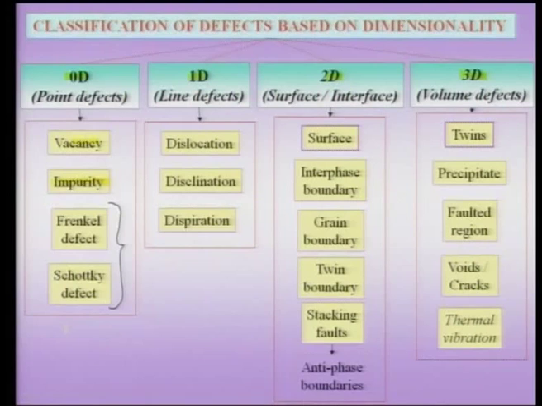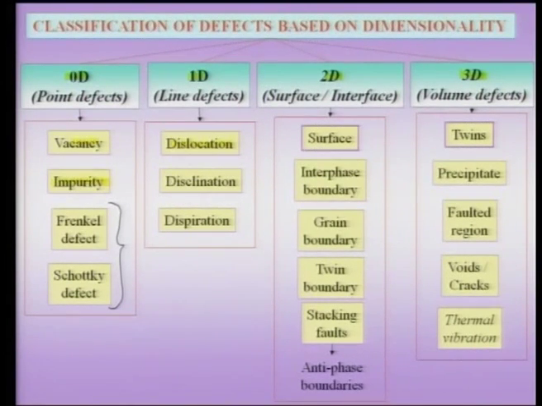1-dimensional line defects are very important as far as material behavior goes. There are 3 important ones: the dislocation, the disclination, and the dispiration. In this set of slides and in this course especially, we will focus basically on the dislocations, but we need to remember that there are other possibilities like disclinations and dispirations.